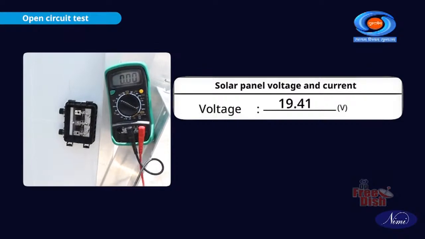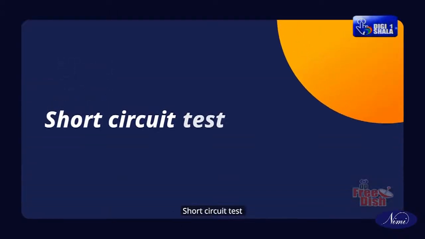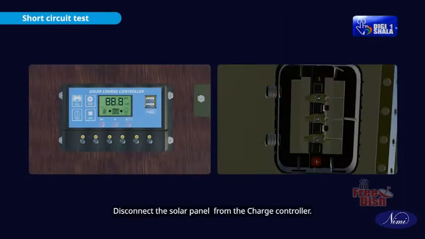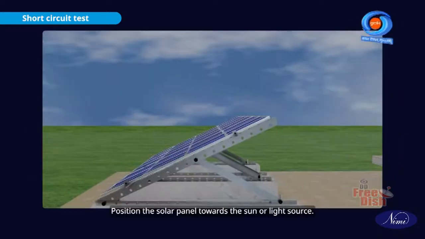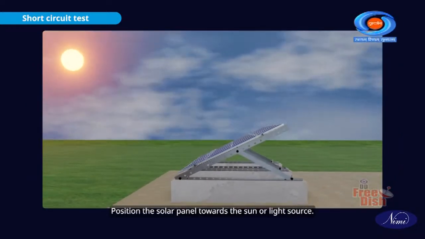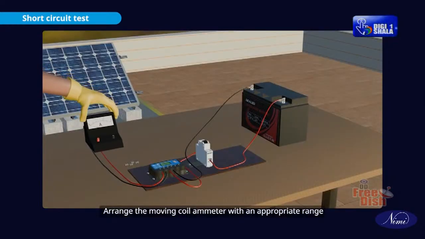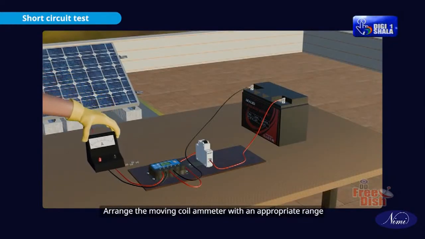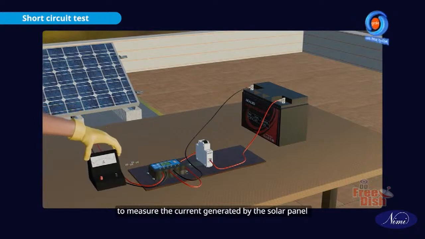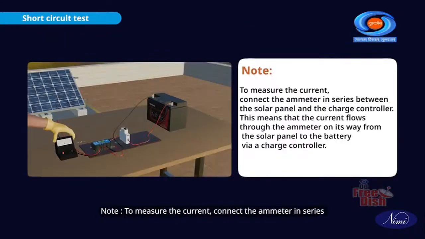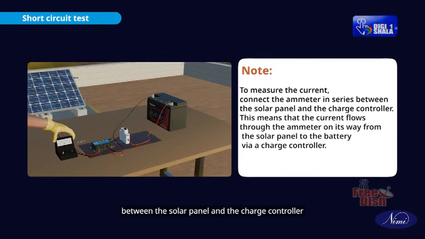Short circuit test. Disconnect the solar panel from the charge controller. Position the solar panel towards the sun or light source. Arrange the moving coil ammeter with an appropriate range to measure the current generated by the solar panel. Note: to measure the current, connect the ammeter in series between the solar panel and the charge controller.